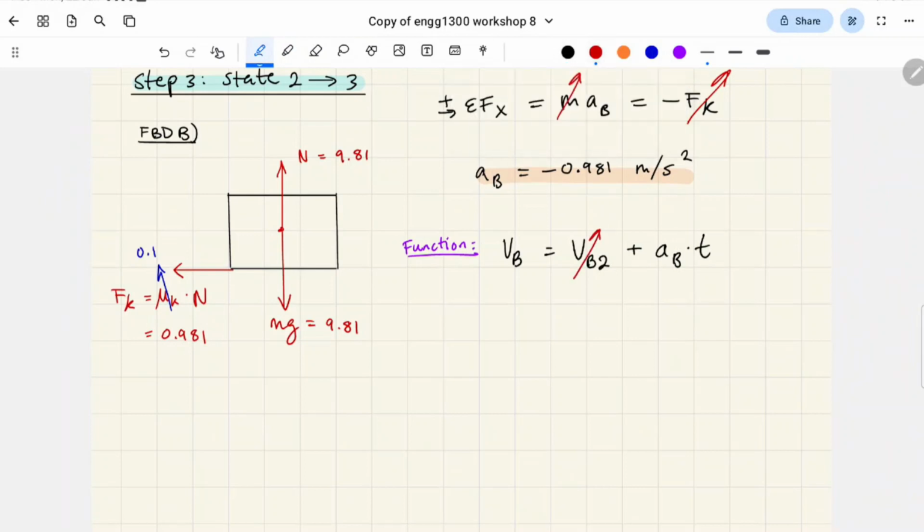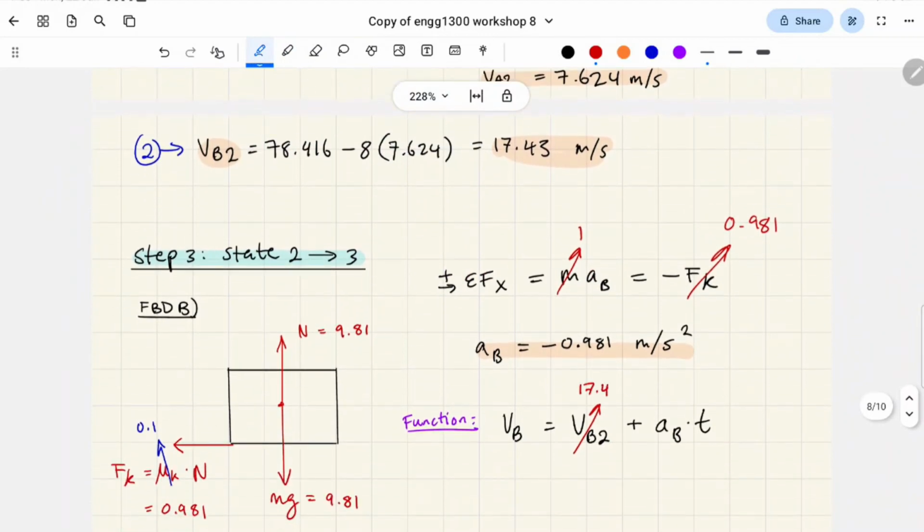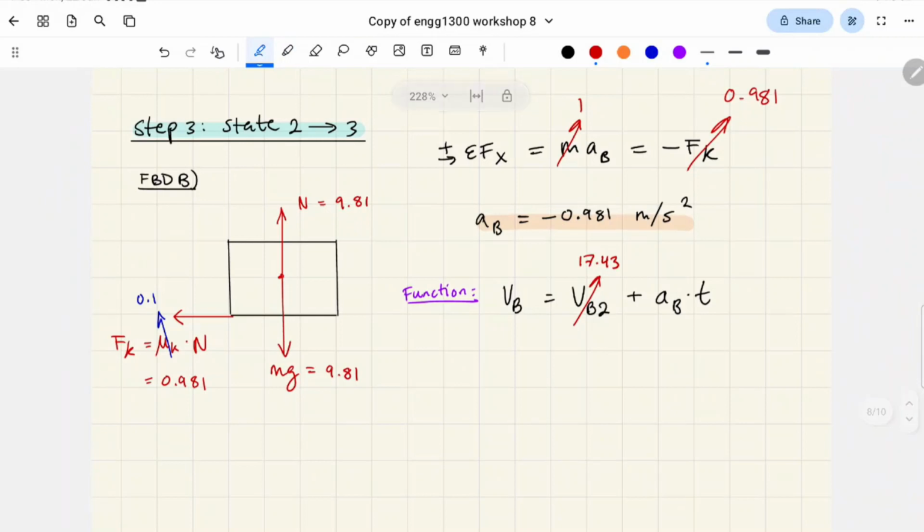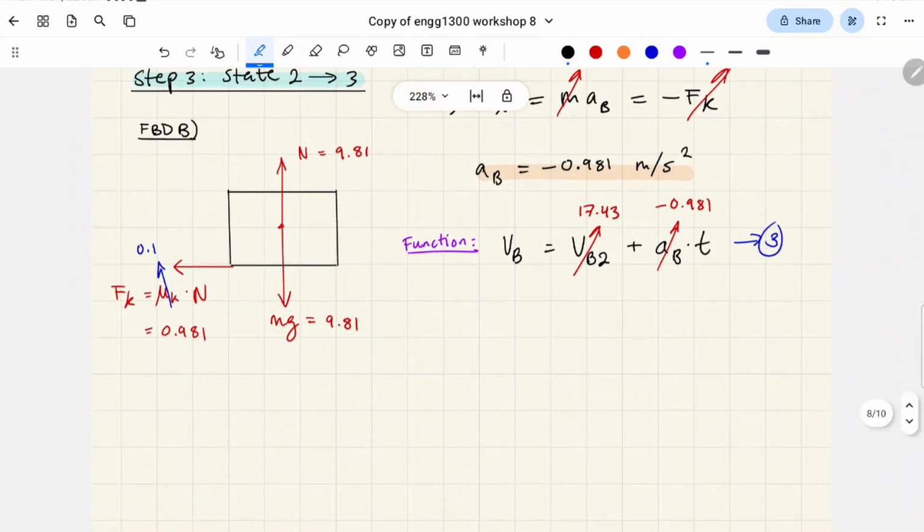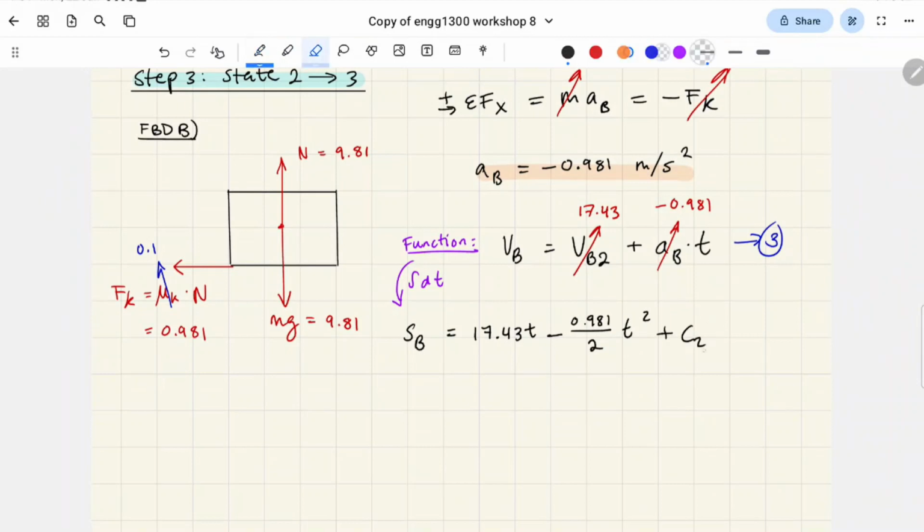Okay, so VB2 is what we solved for in our last step, right? That's our initial velocity, and we're just making a function which can give us a number once we plug in time, right? Whatever time element there is. Okay, this will be equation 3, right? I'm going to do the same thing where I integrate this to get SB. So this is our expression for displacement, right, of object B. So I'm integrating this term, then I'm integrating this term, right? And then we get this integration constant again, right? I'm going to call it C2.